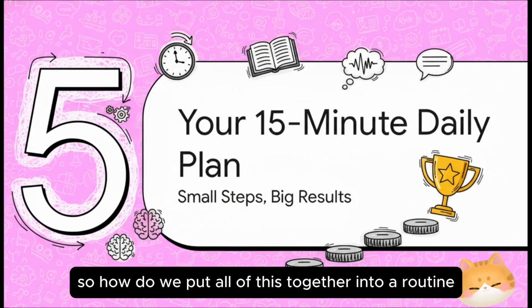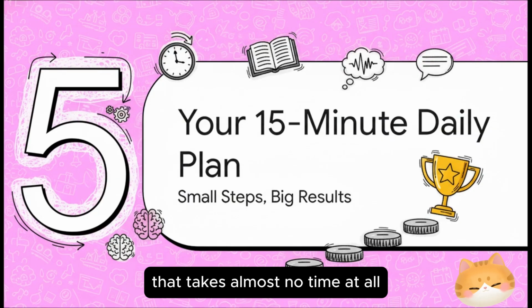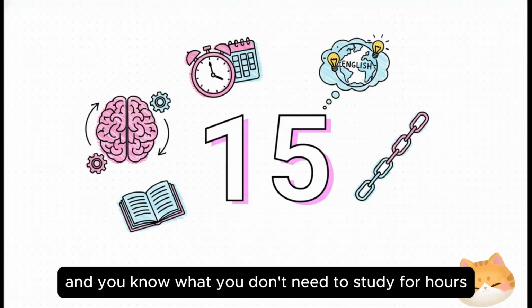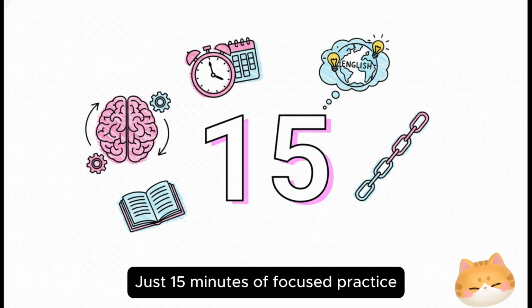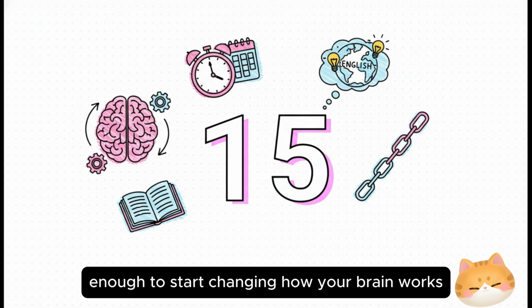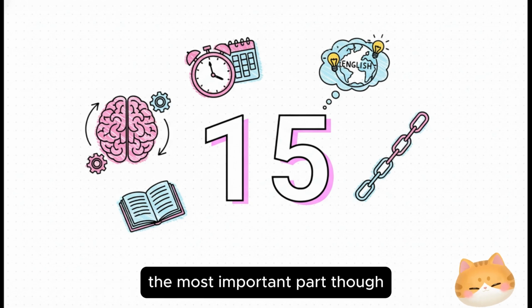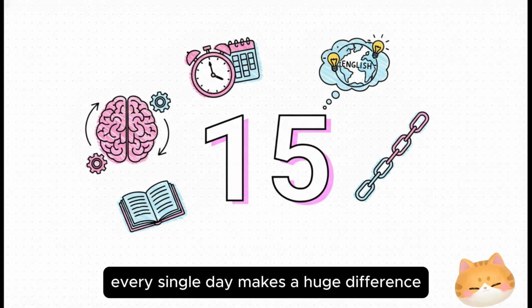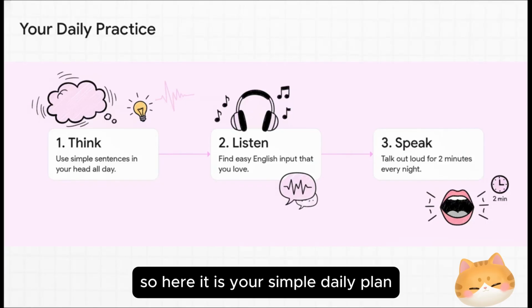So how do we put all of this together into a routine? Let's build a daily plan that takes almost no time at all, but will give you some really big results. And you know what? You don't need to study for hours. Just 15 minutes of focused practice every day is enough to start changing how your brain works. The most important part, though, is consistency. A little bit every single day makes a huge difference. So here it is, your simple daily plan.